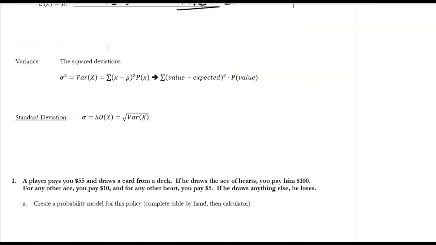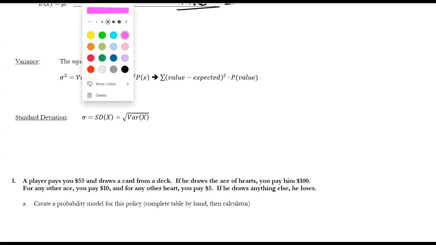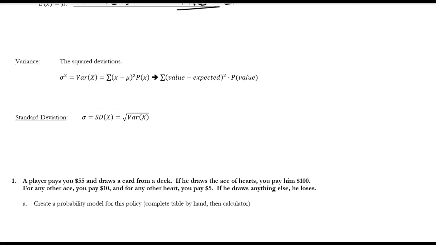Okay, so the variance is just the square of the deviations. It's part of the formula. Remember back a while ago, we calculated standard deviation by hand. Here's a formula that you're going to have. We're not going to really use this. We are going to find all of this stuff right here using the calculator.